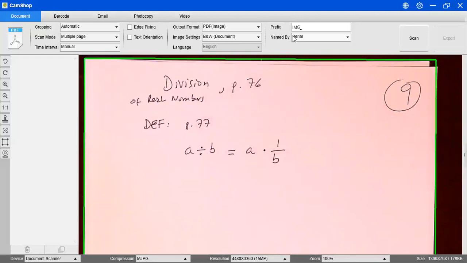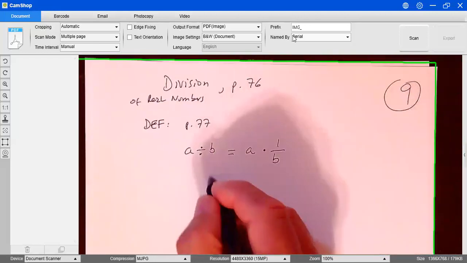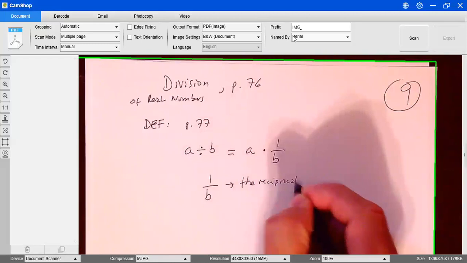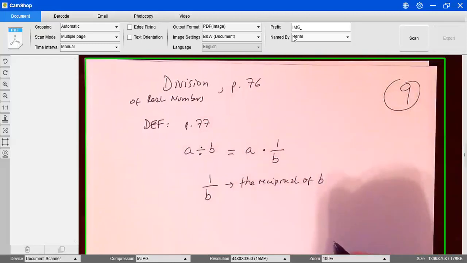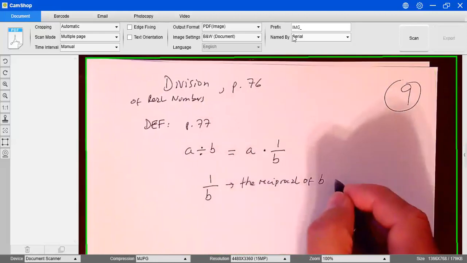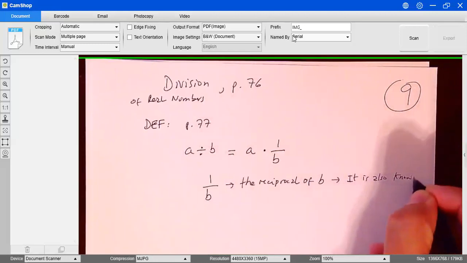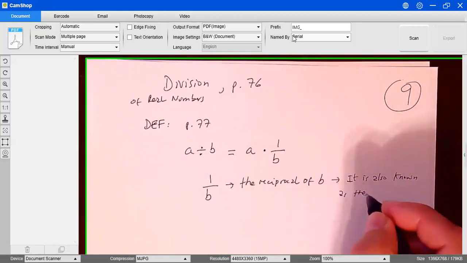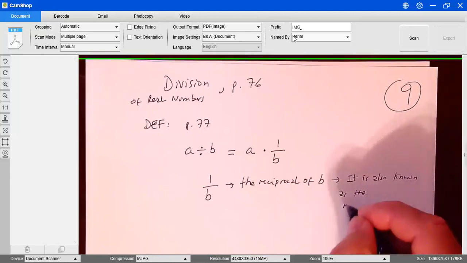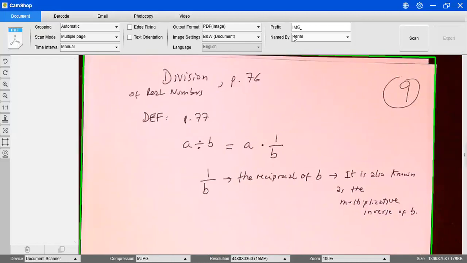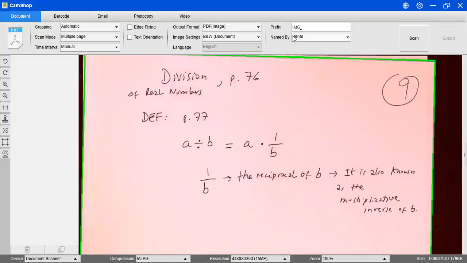That's the definition. So this quantity 1 over B is known as the reciprocal of B, also known as the multiplicative inverse of B. So in other words, they are trying to tell you that division is just a multiplication. And the rules are going to be the same as before.